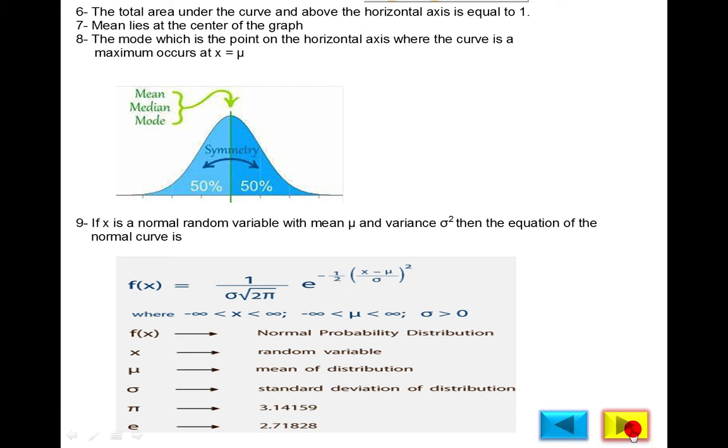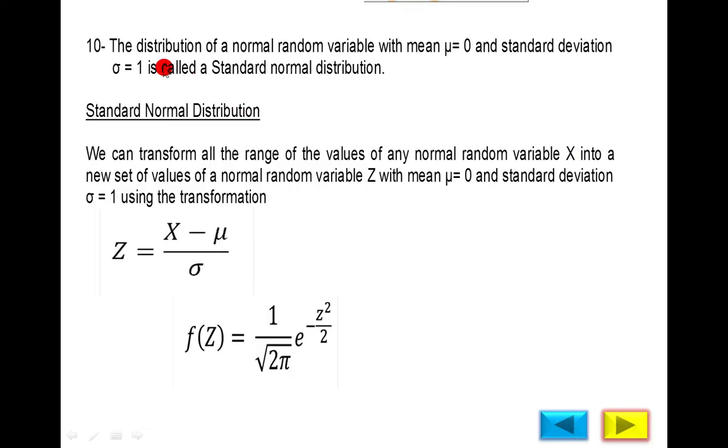And next, the distribution of a normal random variable with mean mu equal to 0.